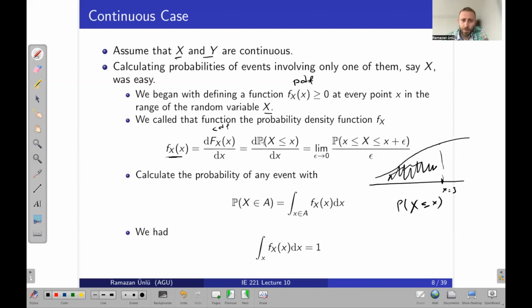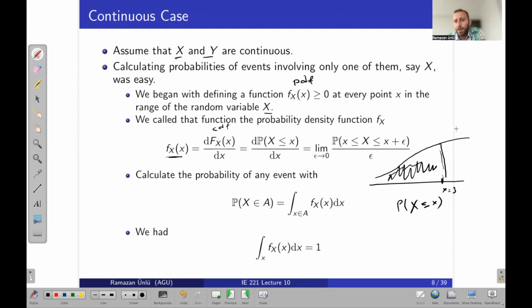In the CDF, I want to calculate the probability that X is less than or equal to some value, but the PDF is exactly one single number, like the probability that X is equal to 3. But because this is not the discrete case, it's not possible to calculate the area at that point, just because there is only one dimension.